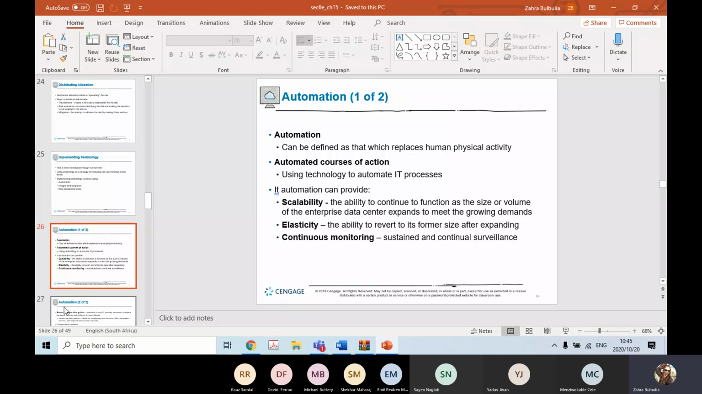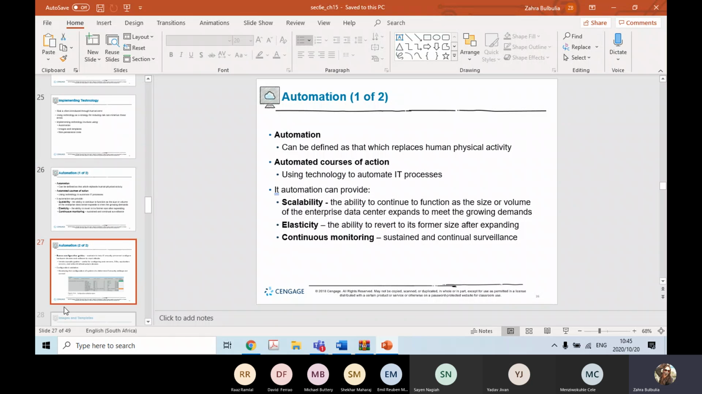So basically this means that your server is not going to go down because you've got more and more users. Elasticity, the ability to revert to the former size after expanding, so flexible. Continuous monitoring, sustained and continual surveillance.